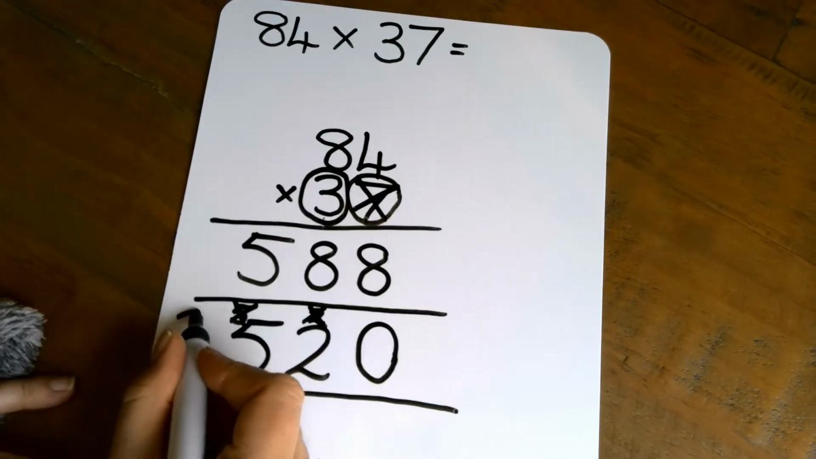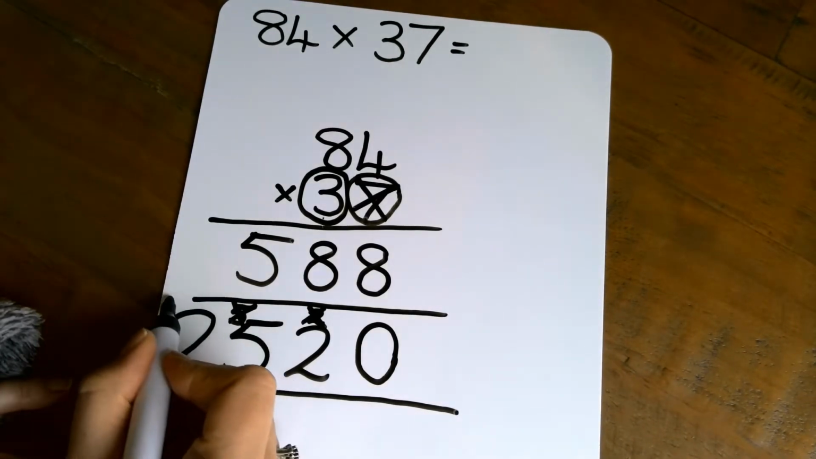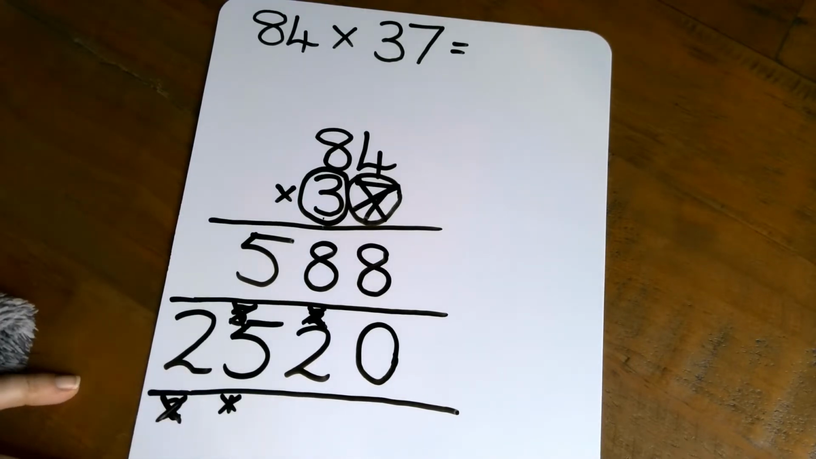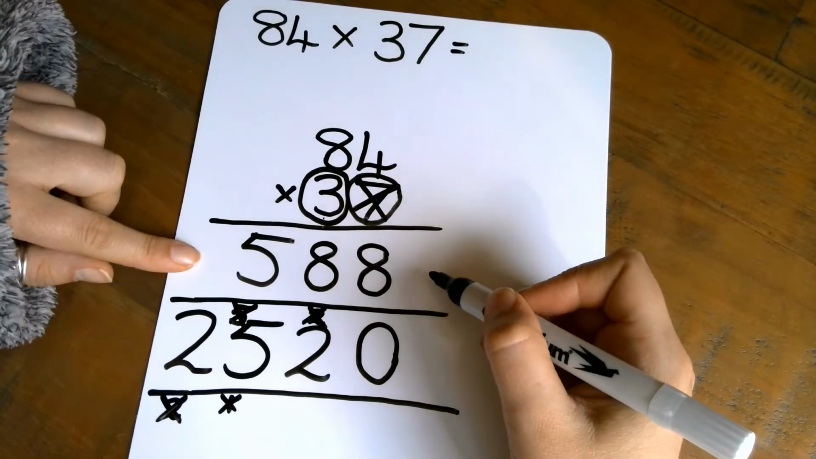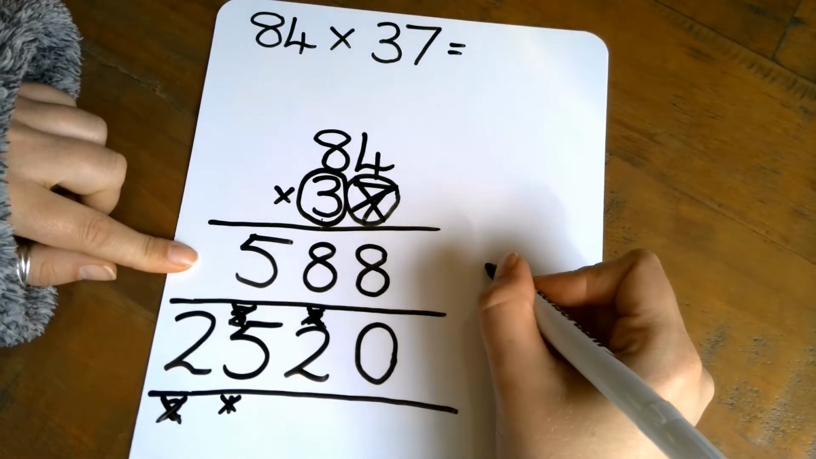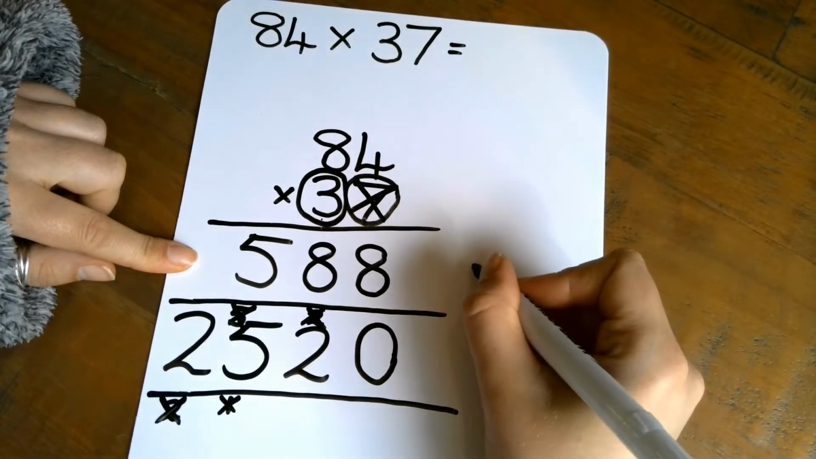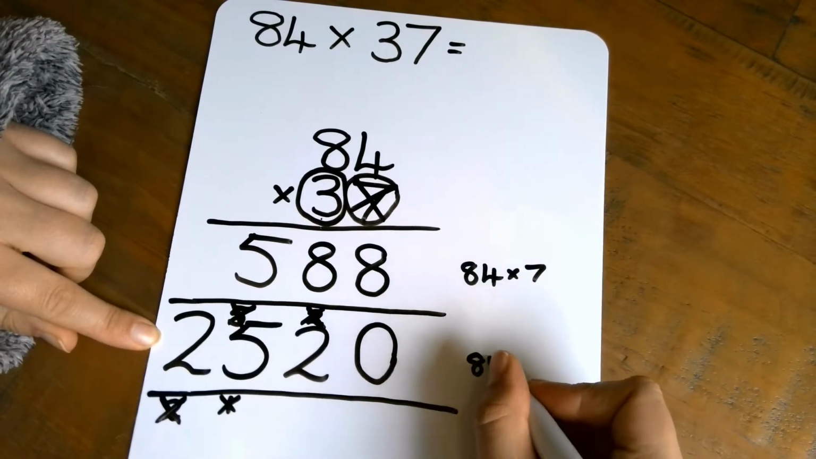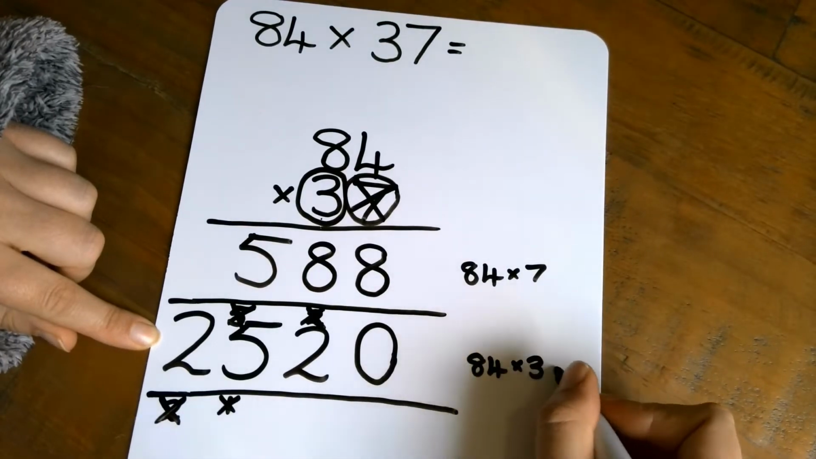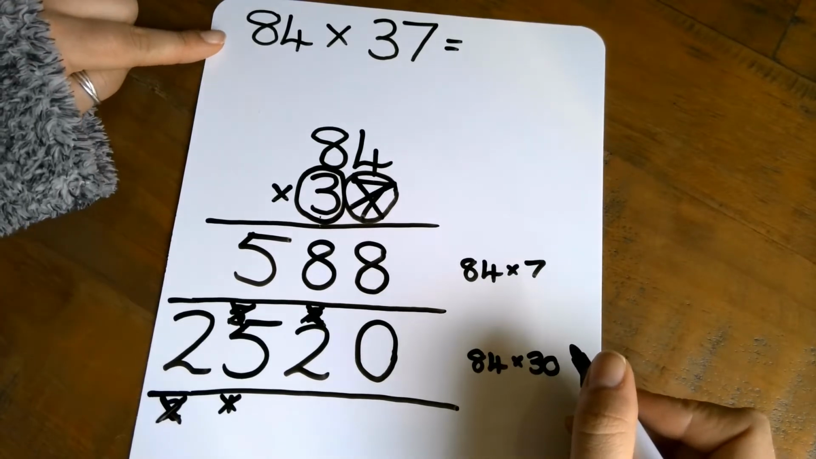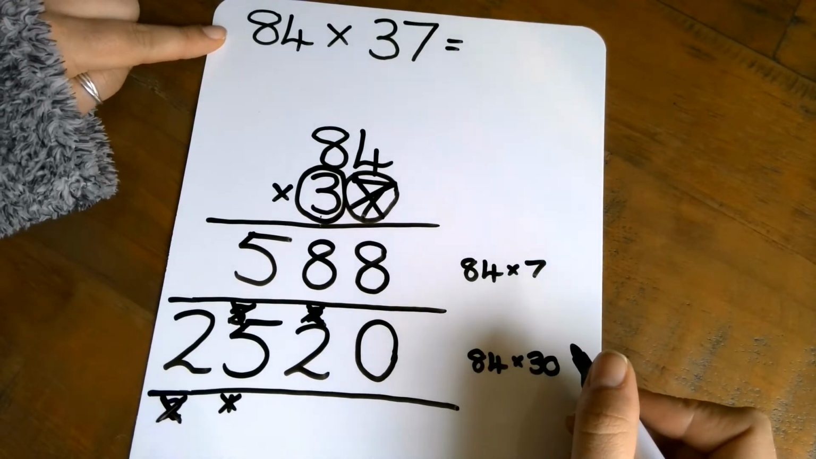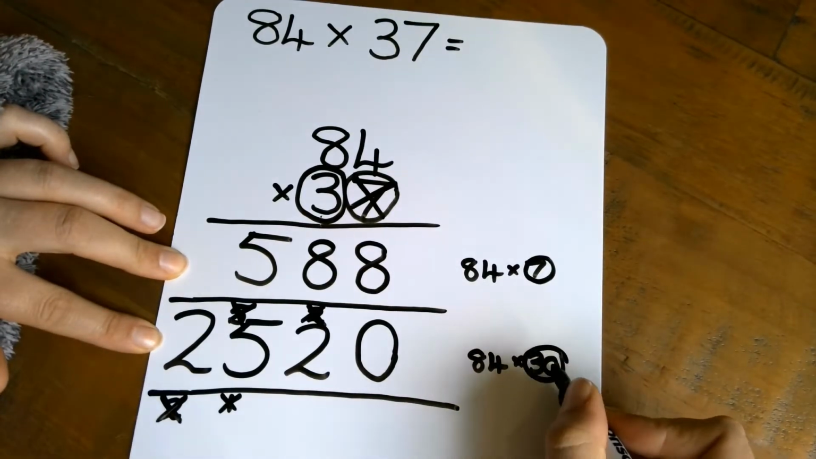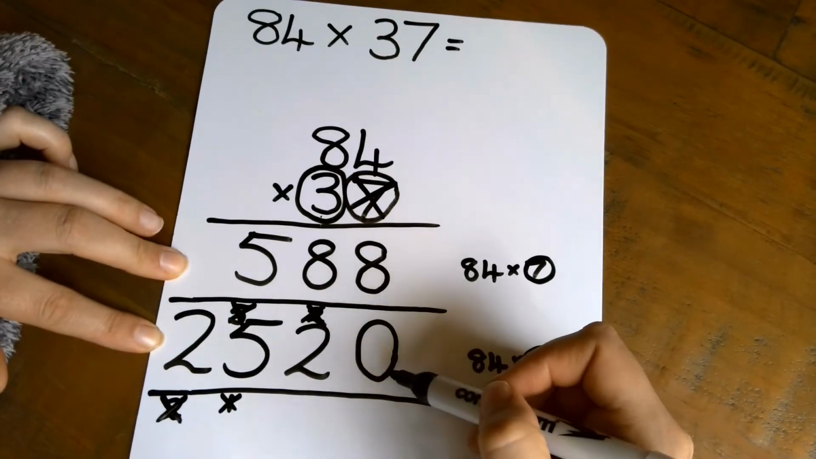This 2 I need to put up where it belongs, and I've used that. So this section here, this row, is actually 84 times 7. This row is 84 times 30. The calculation is asking me for 84 times 37. So I need to add them together.